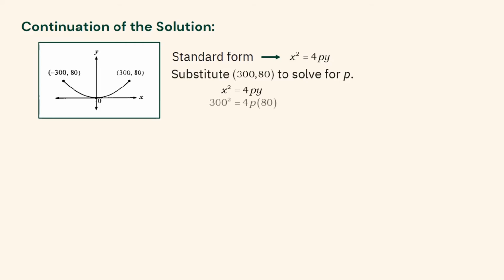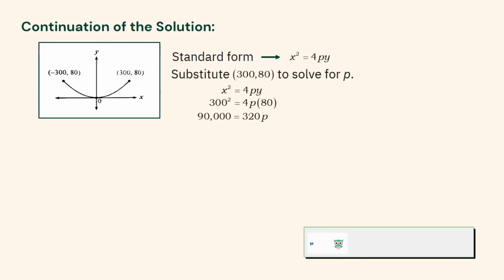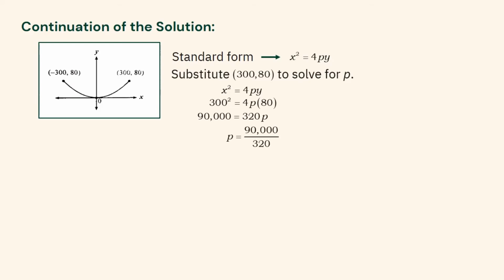Thus, we will have 300 squared equals 4p times 80. Simplifying 300 squared and 4 times 80, we will have 90,000 equals 320p. To solve for p, we need to divide both sides by 320. Therefore, p is equal to 90,000 divided by 320. Simplifying, we will have p equals 1,125 over 4.